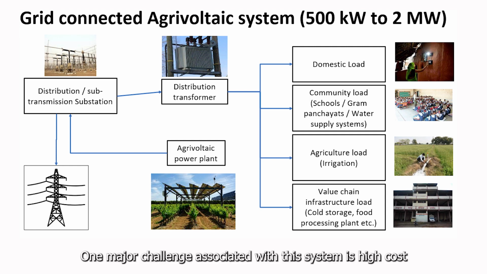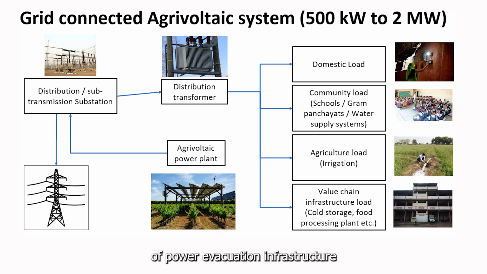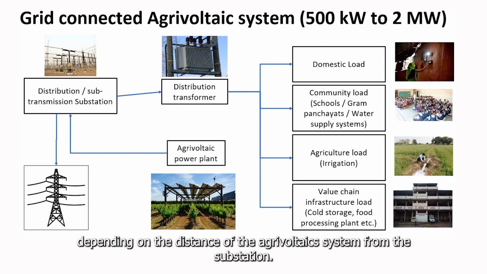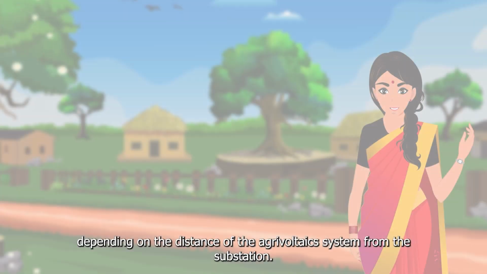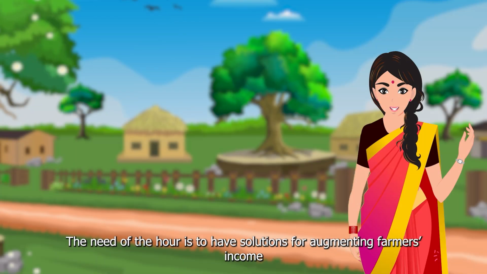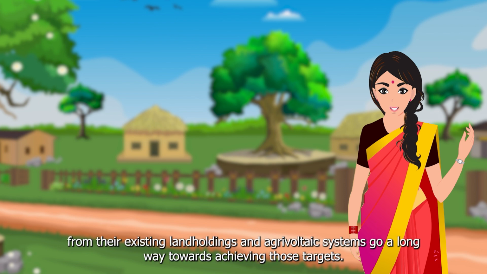One major challenge associated with this system is the high cost of power evacuation infrastructure, which includes transformer, cabling, etc., depending on the distance of the agrivoltaic system from the substation. The need of the hour is to have solutions for augmenting farmers' income from their existing land holdings, and agrivoltaic systems go a long way towards achieving those targets.